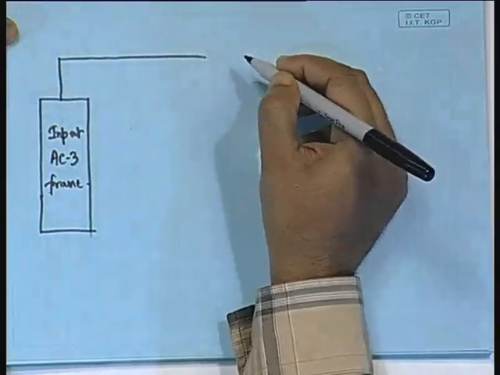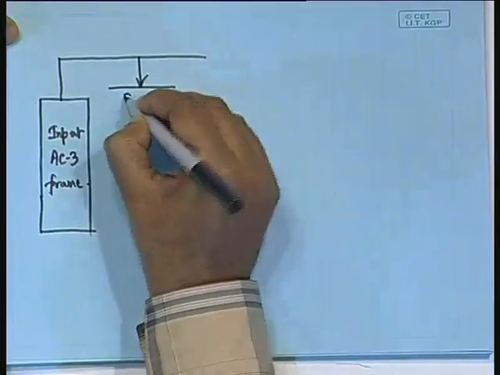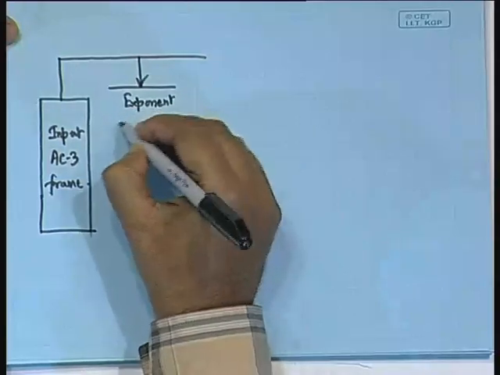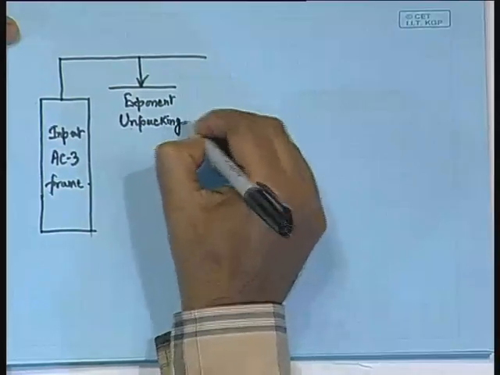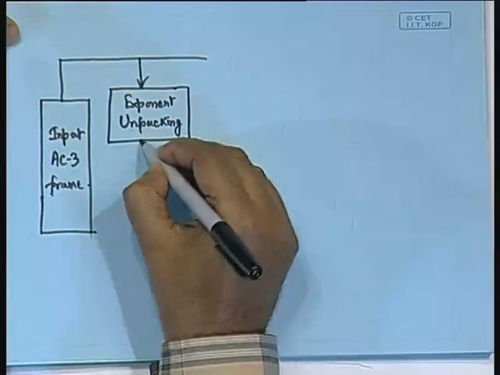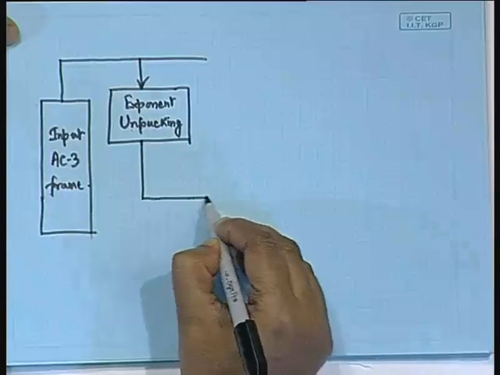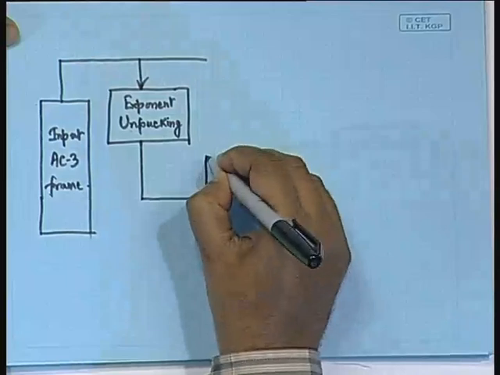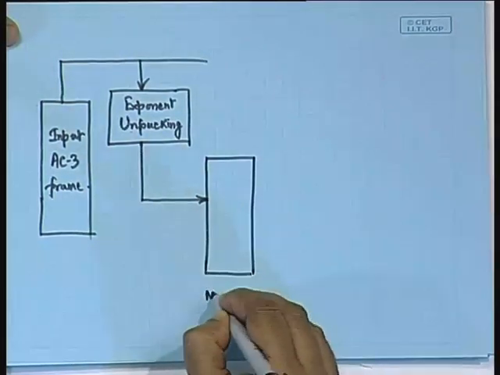What you have to do in the first place is the exponent unpacking. Actually, exponent unpacking you can do directly, because it is not dependent upon the bit allocation information. You don't have to extract the bit allocation information. In fact, based on this exponent information, the bit allocation information will be generated by the decoder itself. So, from the AC3 frame, we extract the exponent part, and all these extracted exponents will be put into an MDCT buffer.